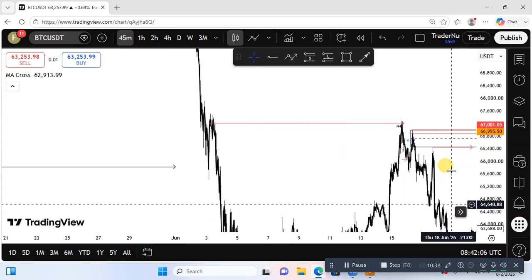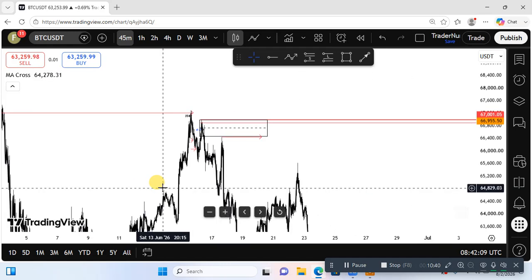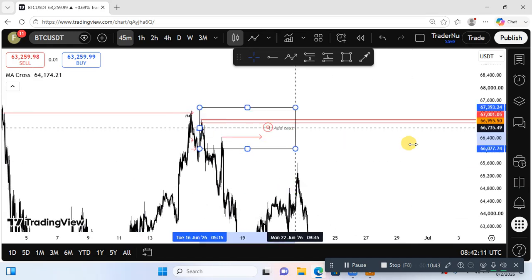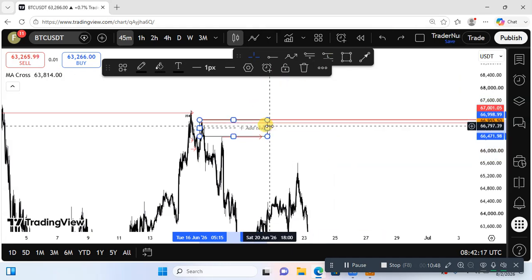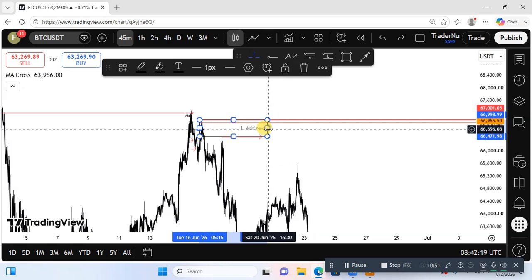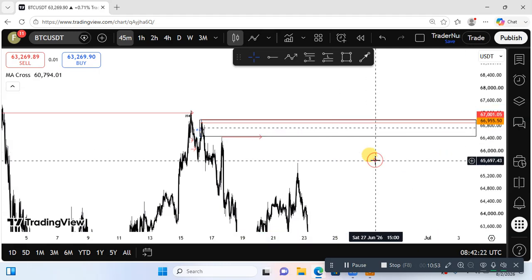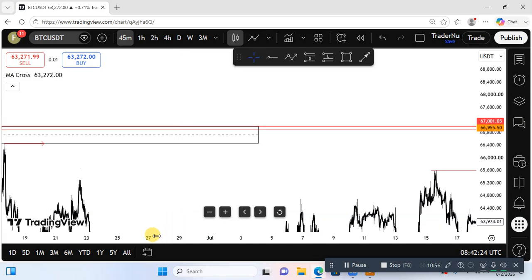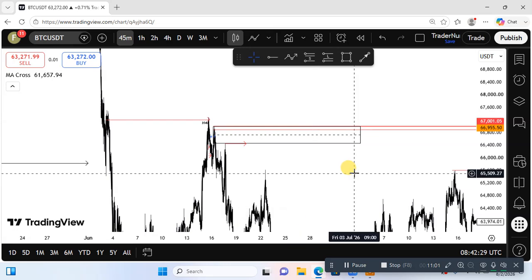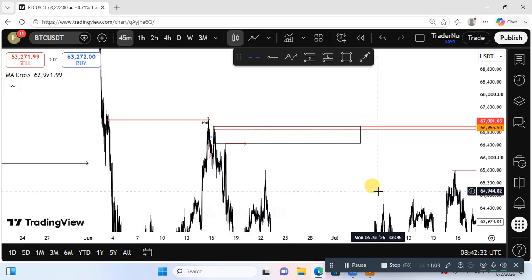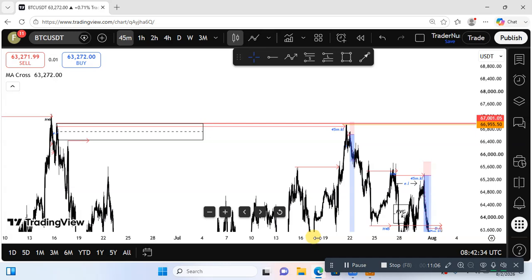Okay, let's still use 45 minutes. We are now waiting for price to come back to that level. Since on the 18th of July I did this analysis, when price was around here, that's when I did the analysis.